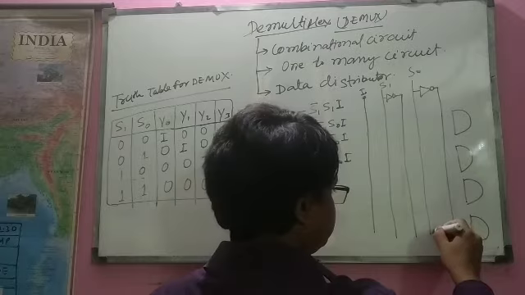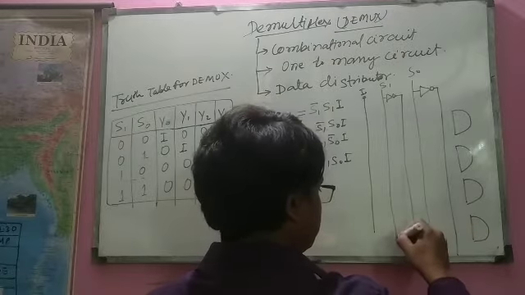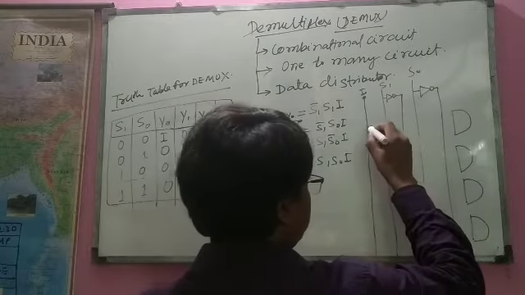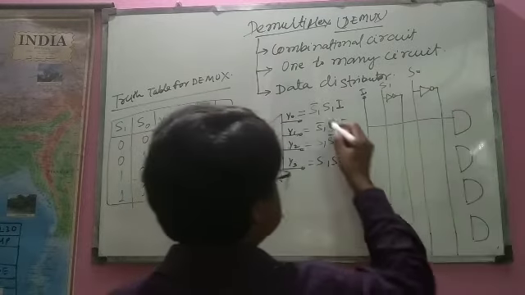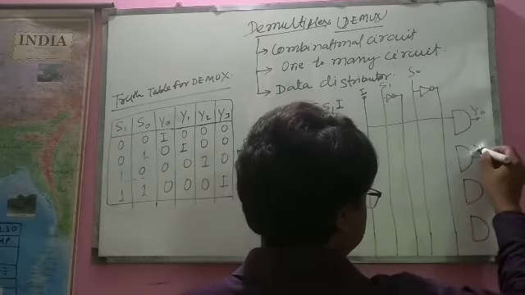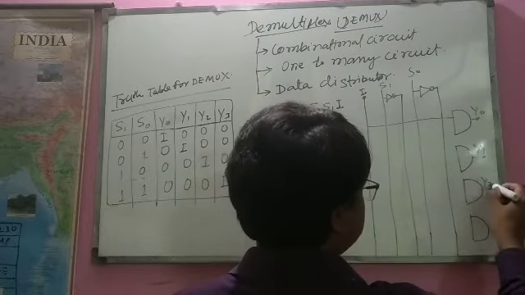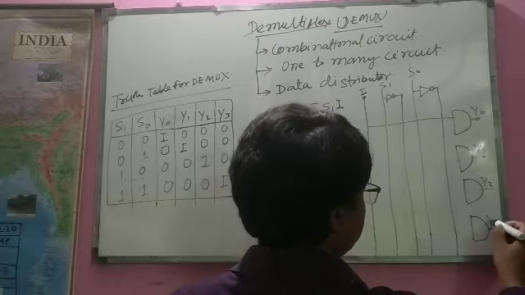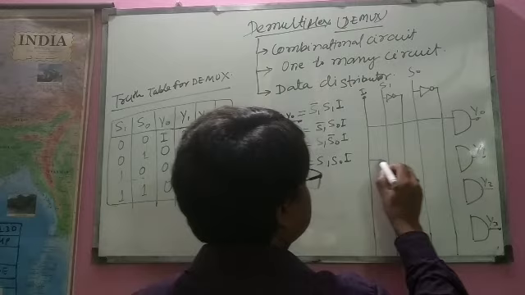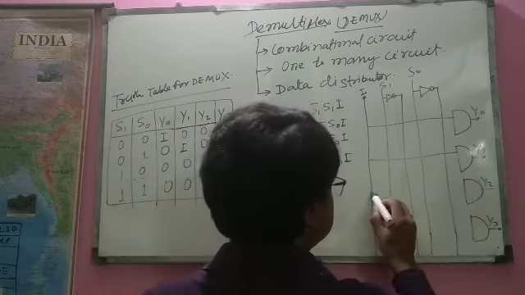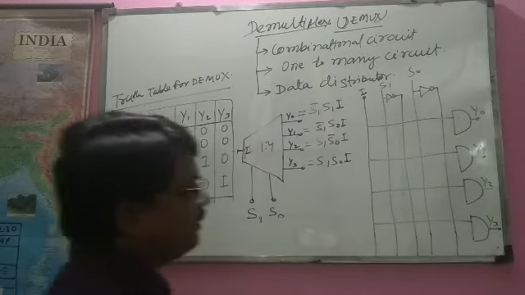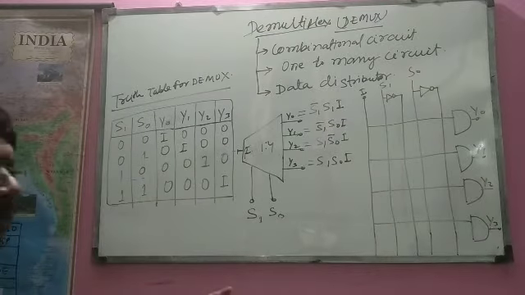Okay, so this I is connected to everyone. I is connected to Y naught, Y1, Y2, Y3. So this is I, this is I, this is I. Okay, so that is very simple.